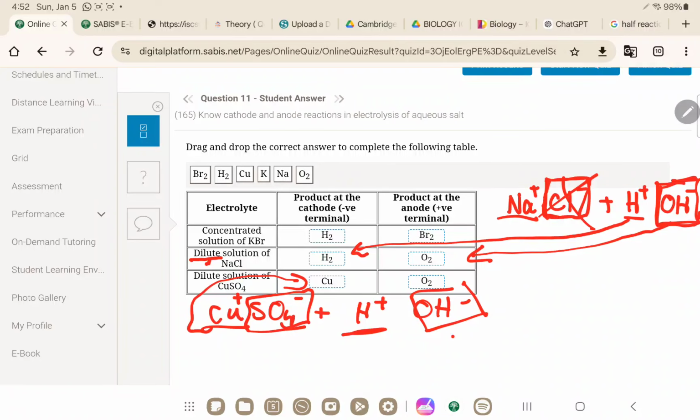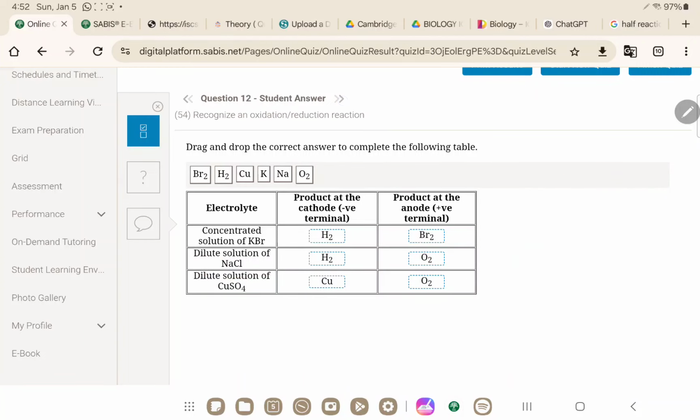But let's imagine it's something where usually OH will win, or well, usually it would win. Since it's a dilute solution, it doesn't matter what anion you have, OH is going to win and go on to form oxygen gas. Now moving on.